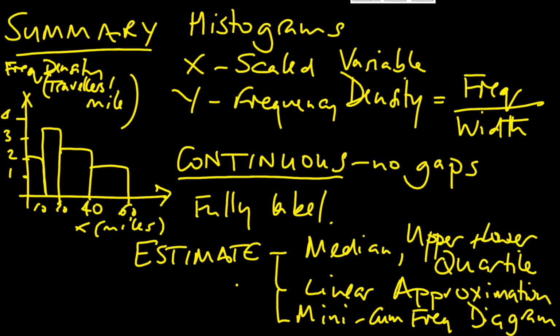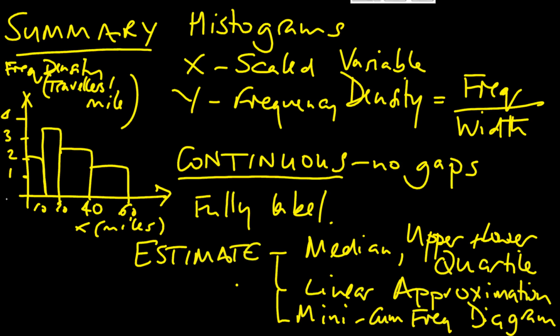As ever, here's my quick summary on histograms. So we're graphing a scale variable on our x-axis, whatever it is. In this case, it was miles, and on our y-axis, frequency density. So we're taking our frequency and we're dividing it by the width of the class. Make sure that your graph is continuous, in that you haven't left gaps.